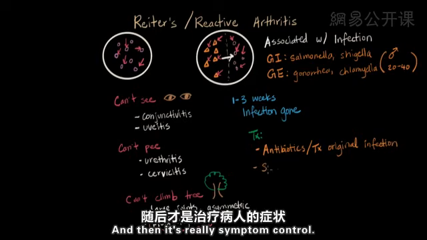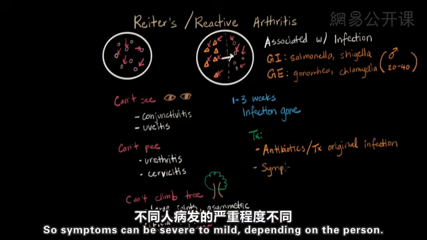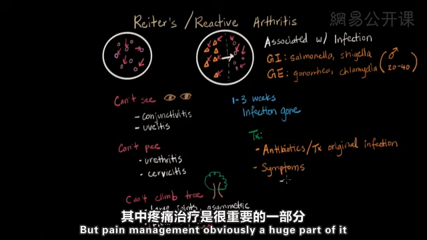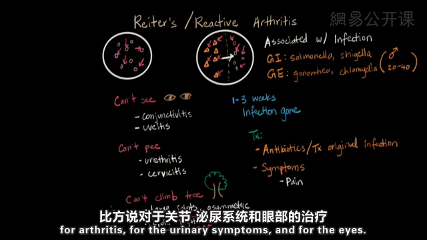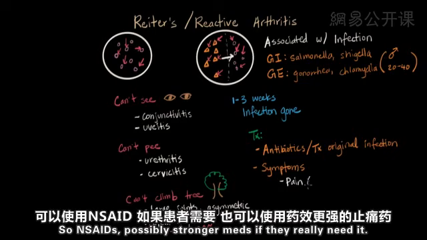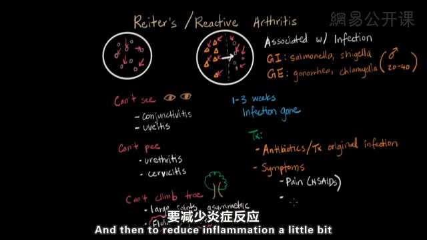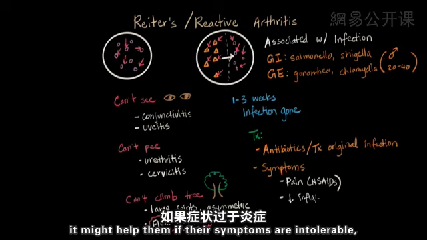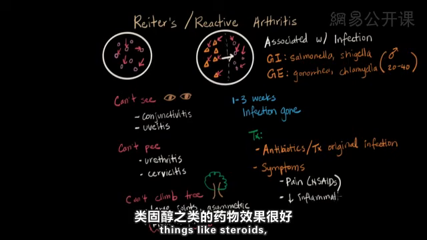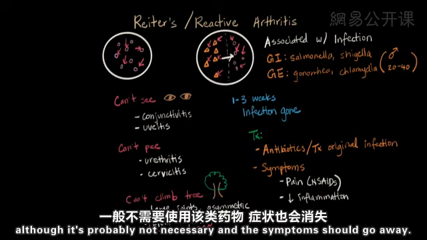And then it's really symptom control. Symptoms can be severe to mild, depending on the person, but pain management is obviously a huge part of it, for the arthritis, for the urinary symptoms, and for the eyes. So NSAIDs, possibly stronger meds if they really need it. And to reduce the inflammation a little bit might help if their symptoms are intolerable. Things like steroids, although it's probably not necessary, and the symptoms should go away.